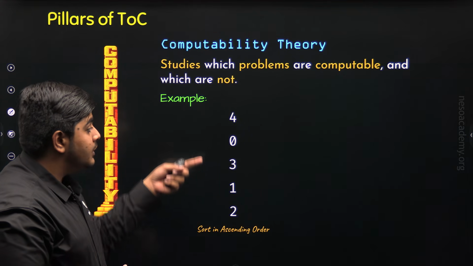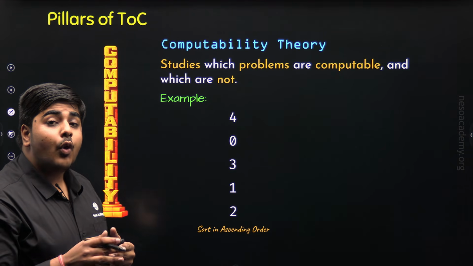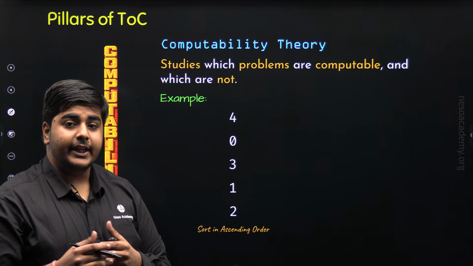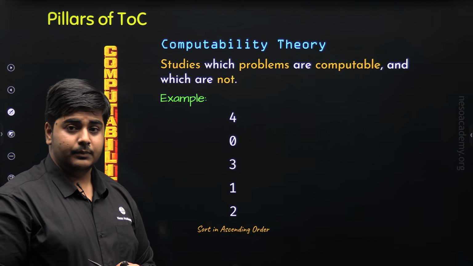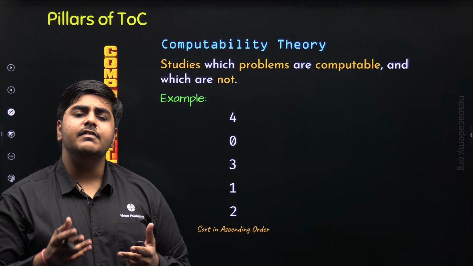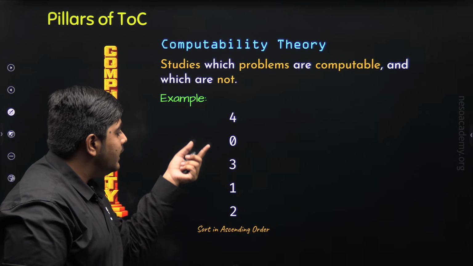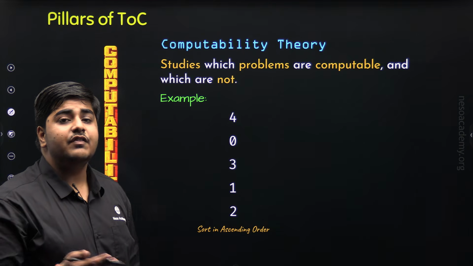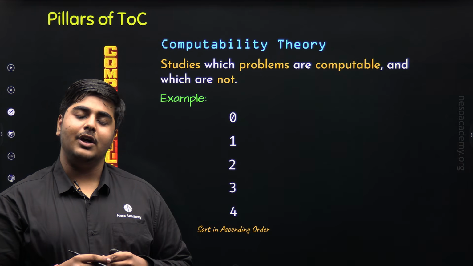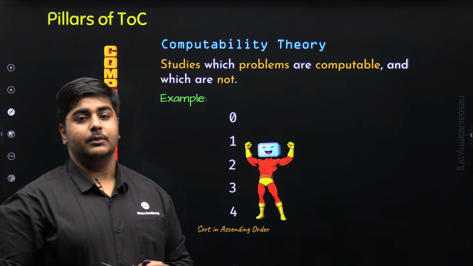Here we have 5 numbers: 4, 0, 3, 1 and 2. And you want your computer to arrange these 5 numbers in ascending order. Now, do you think your computer will be able to solve this problem? Yes, of course. Sorting the numbers in ascending or descending order is a very simple problem for a computer. Computer will just keep 0 here, then 1, then 2, then 3, then 4, and we will get the result like this. That means this is a very easy problem for a computer, and that is why it is called a solvable or computable problem.